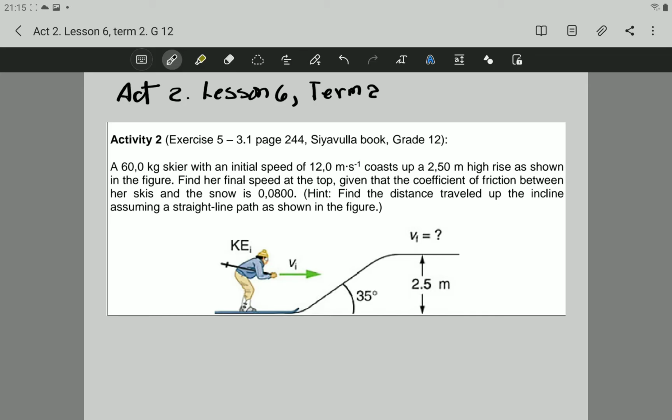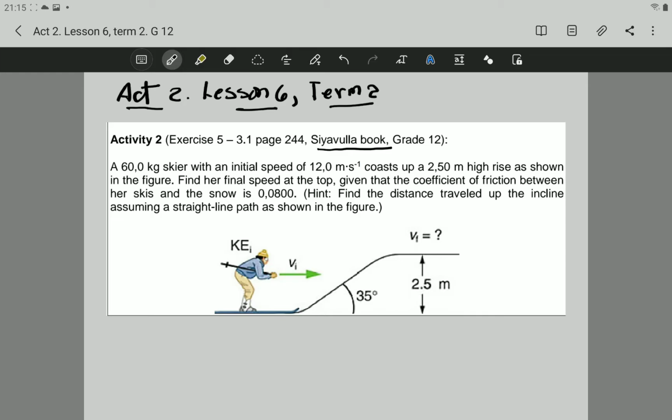Today we're going to be looking at another example of a question related to work, energy and power. This time we're going to be checking activity 2 from lesson 6, term 2, and this question is coming from the Siyavula book. It's exercise 5.3.1, page 244 from that book.